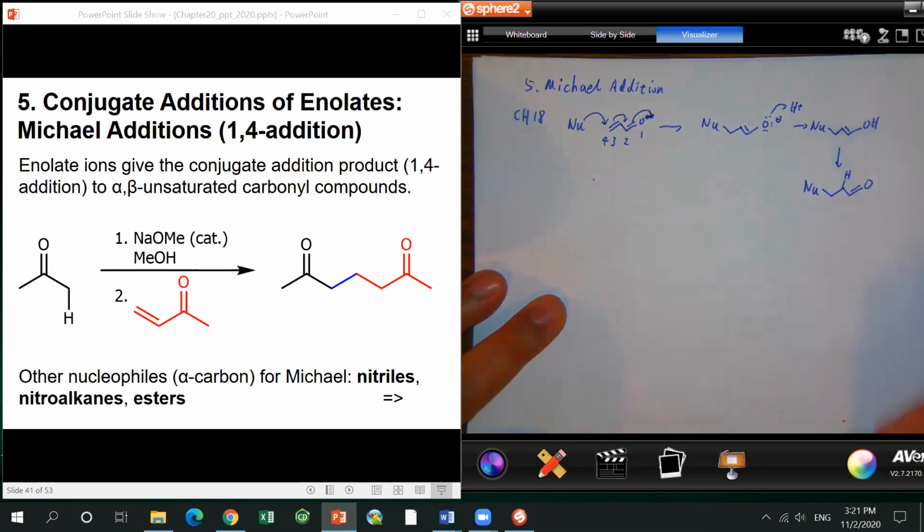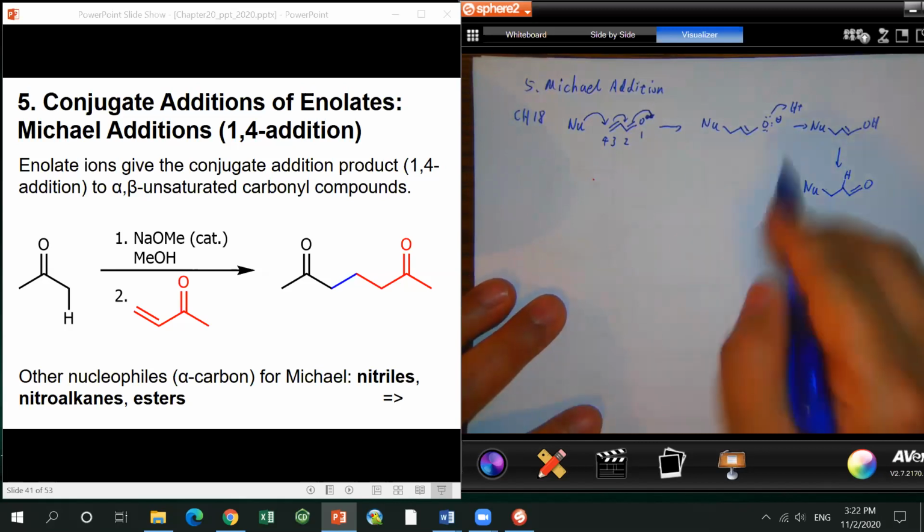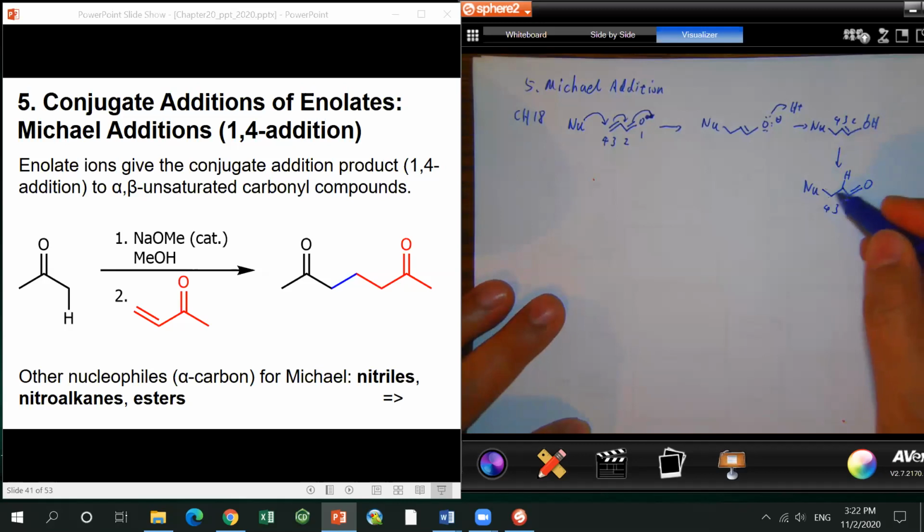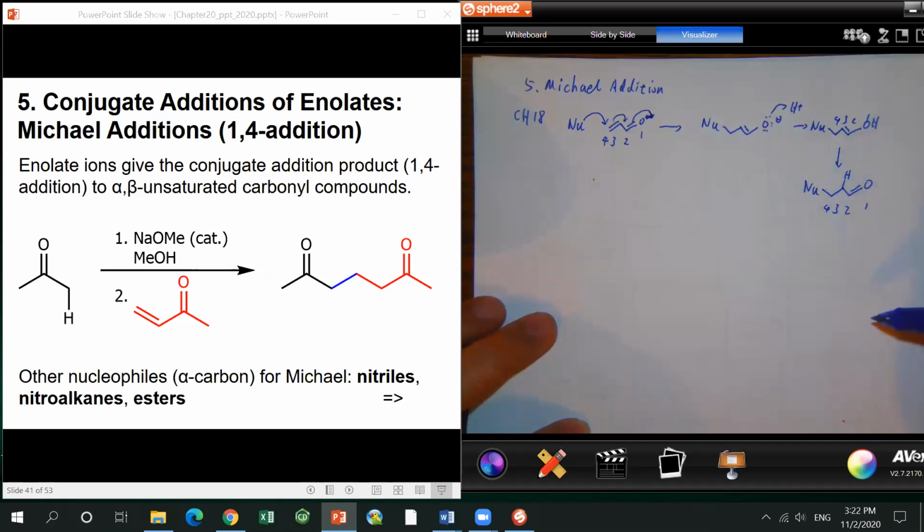So that's why we call it a 1,4 addition: 1, 2, 3, 4. But eventually the product actually looks like a 3,4 addition, so the hydrogen and the nucleophile attack the third and the fourth carbon. That's the chapter 18 reaction we learned.